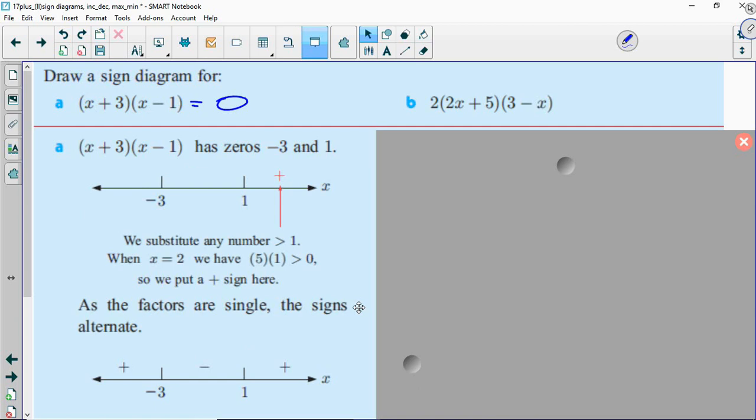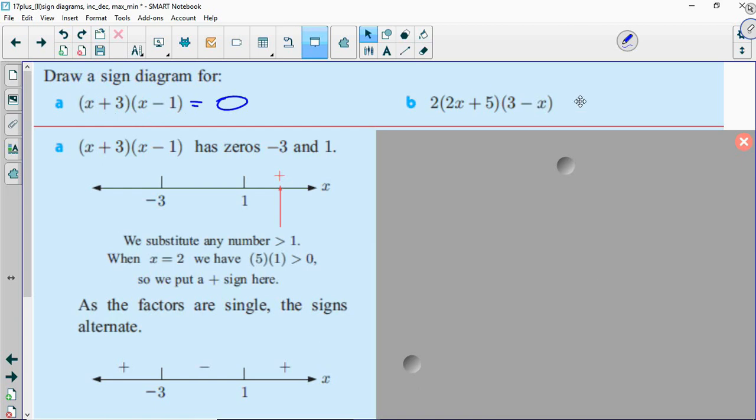There's a shortcut to this, though. You don't actually have to be concerned with what the answer is. You just need to know what its sign is. So if I choose -4 as my test value to the left of -3, I don't need to know that it's -1 times -5. I just need to say, well, -4 plus 3 is going to be a negative number. -4 minus 1 is going to be a negative number, and a negative times a negative is a positive.